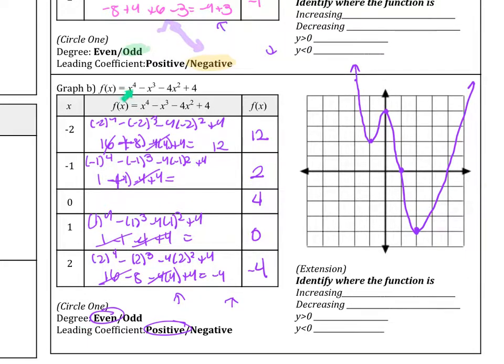The degree is even, and the leading coefficient is positive. It's a positive 1. So I know that my ends go up and up. And then I draw a smooth curve, plot my points, and there is my graph.